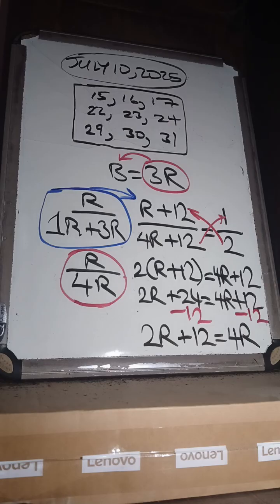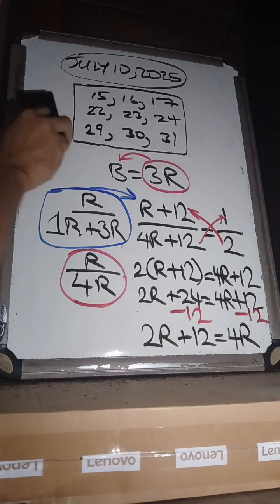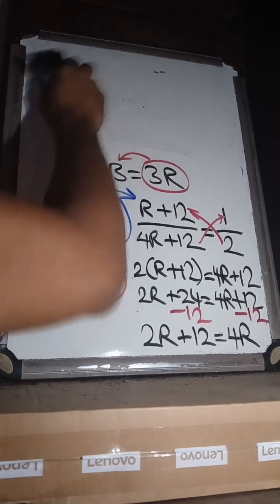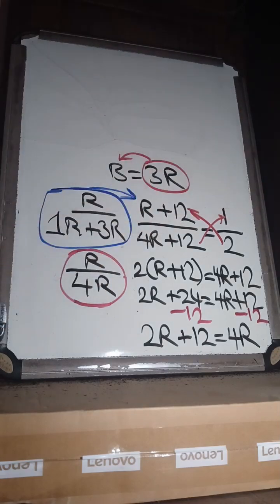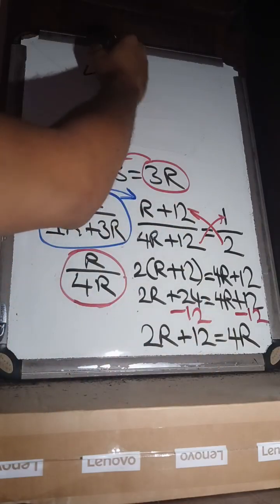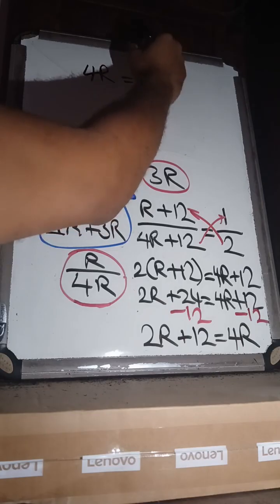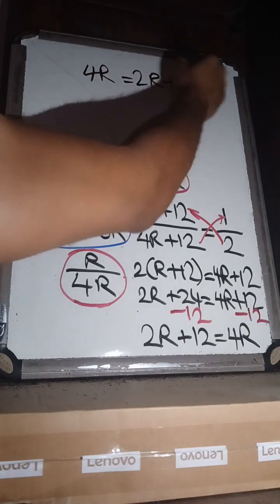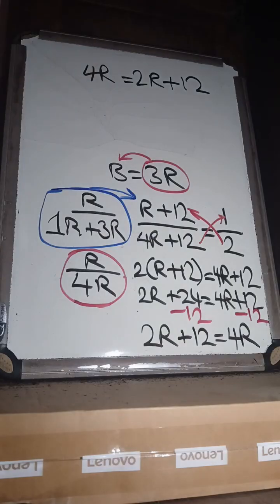Now, for me, I have a bit of, what you call it now? Precedence, order, right? I like to move from left to right. So I would like this over. So meaning I want my 4r over here and my 2r plus 12 over here. So I always want my letters on the left. I don't like seeing my letters on the right. Right?